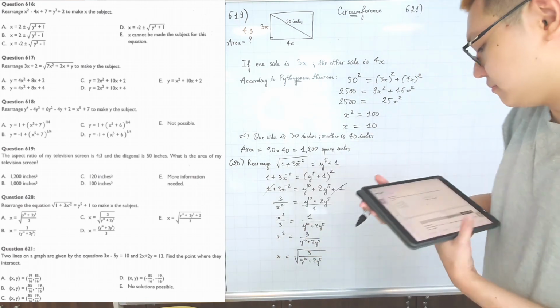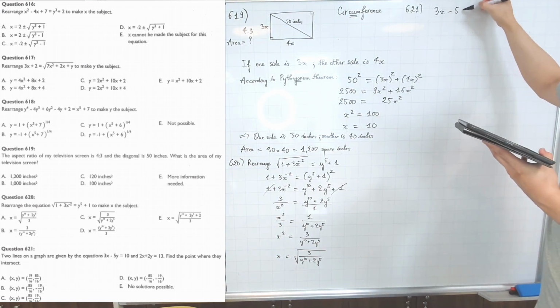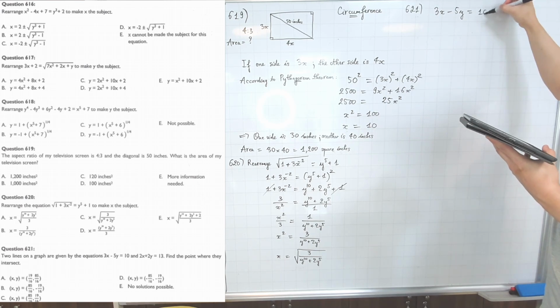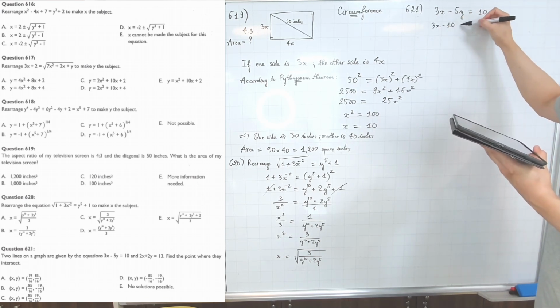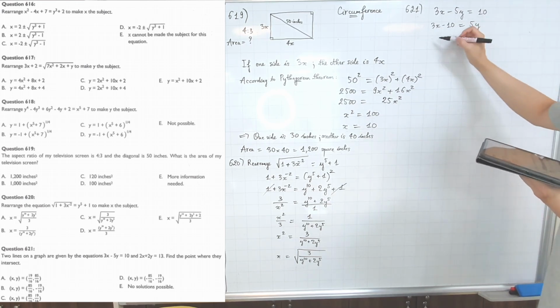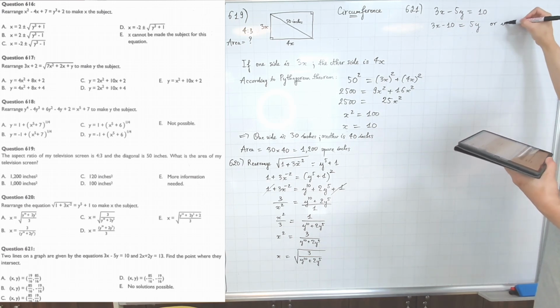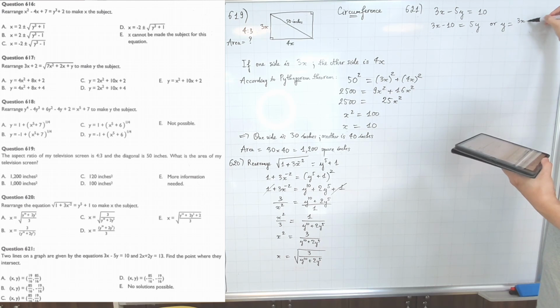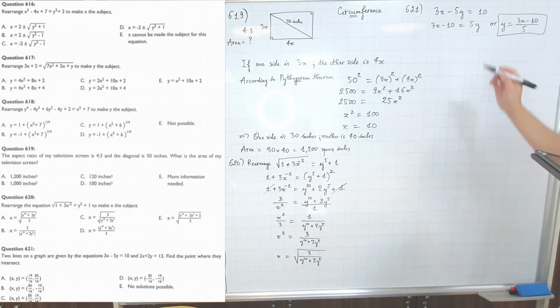So just like 3x minus 5y equals 10, it means that 3x minus 10 equals 5y. So move to the right side, or y equals 3x minus 10 divided by 5. Right? This is your first line, isn't it?